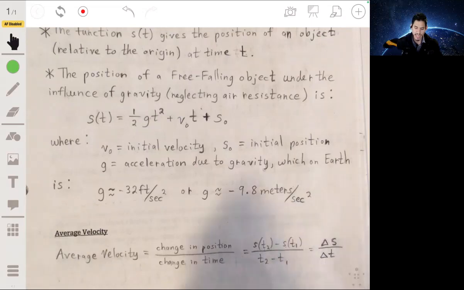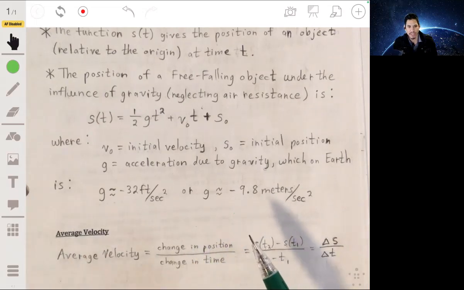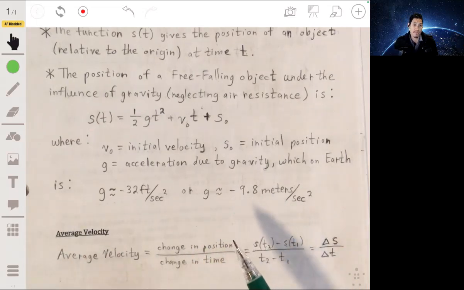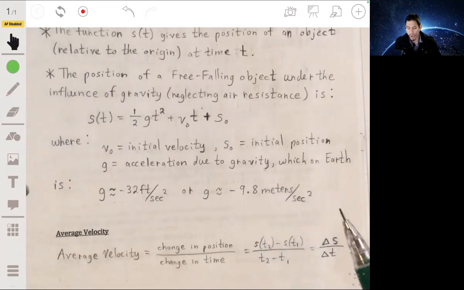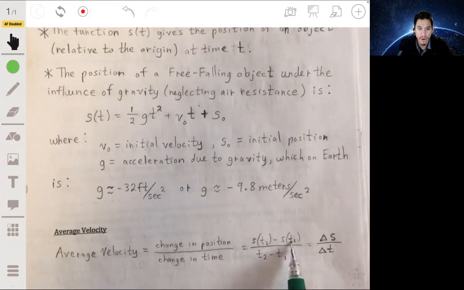When we say average velocity, that's simply an estimation of how fast an object is moving over some period of time, which we calculate by taking the rate of change equation. This is something you probably learned in algebra, where you're finding the slope of a graph. In other words, you have the change in position over the change in time.